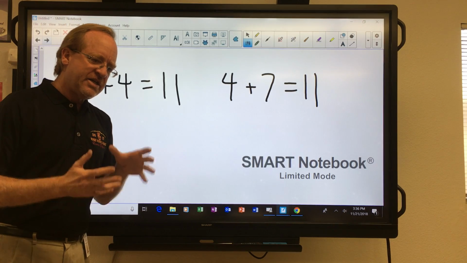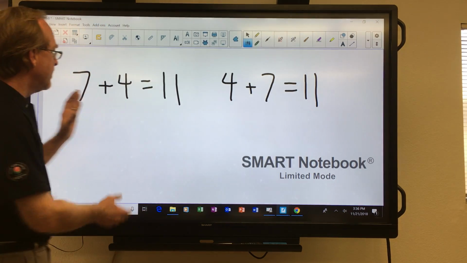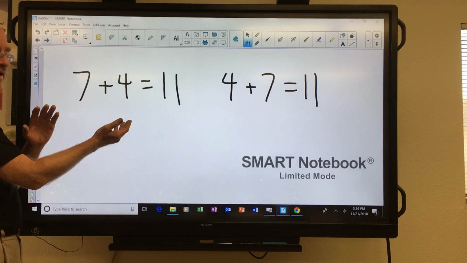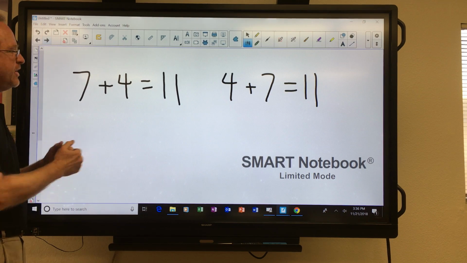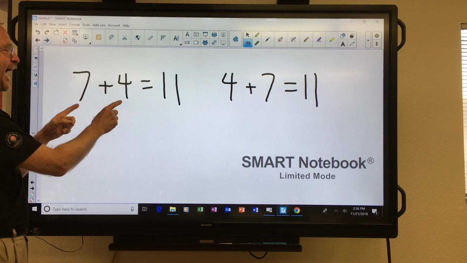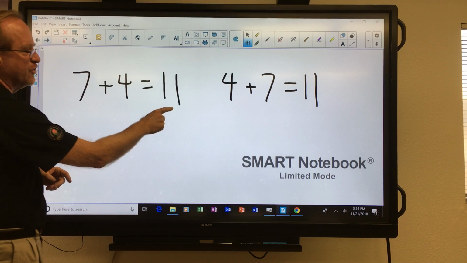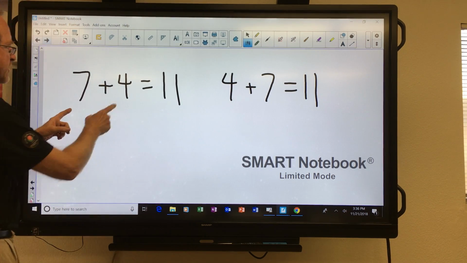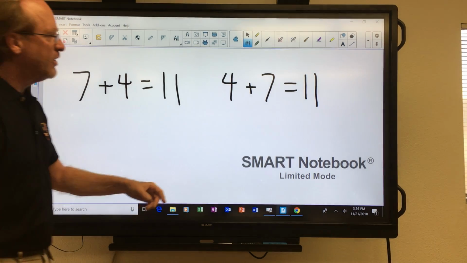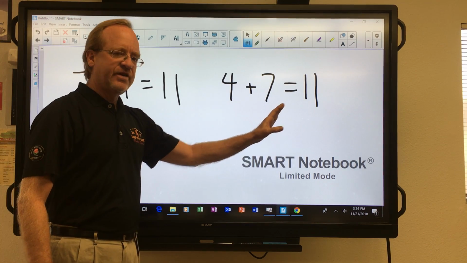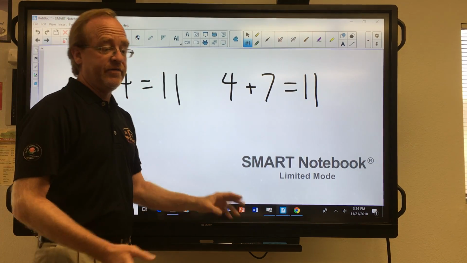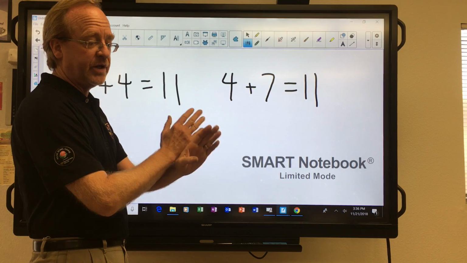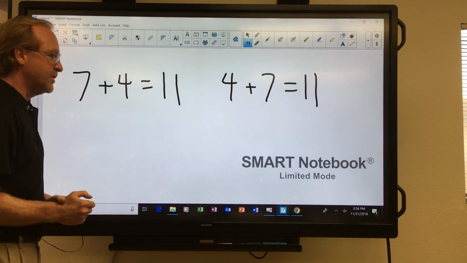Now, in addition, it doesn't matter in what order you add. These are called, if you really want to get technical, addends, okay? And this is your sum. So if you go 7 plus 4, that's going to equal 11. And if you go 4 plus 7, still going to equal 11. It doesn't matter what order you put them in, that's going to come out the same.